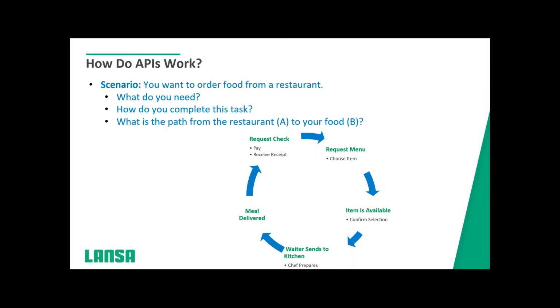The first thing you do, you walk into the restaurant and now you have a direct communication to your waiter. You have this setup between you and your waiter. HTTP 200, everything status is okay. The waiter is communicating back to you. So what you're going to do is request the menu. And in API terms, that request is typically going to be a GET method or a GET verb.